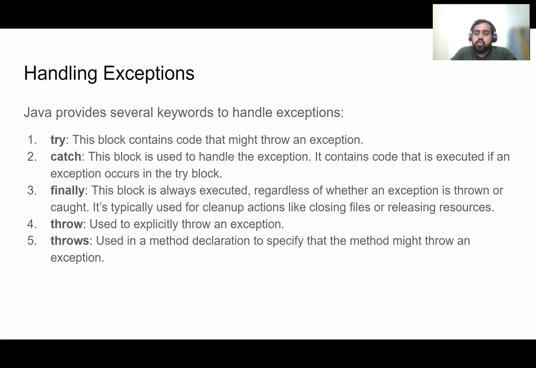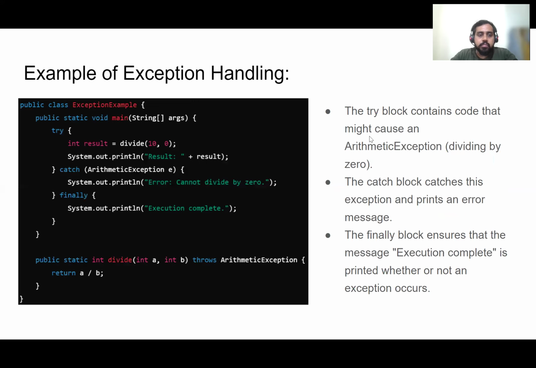Throws is used in a method declaration to specify that the method might throw an exception. Suppose I write a method, and in the method signature I can give throws IOException. That means the method may throw an IOException. These are all the keyword syntax. Let's see an actual example of exception handling.